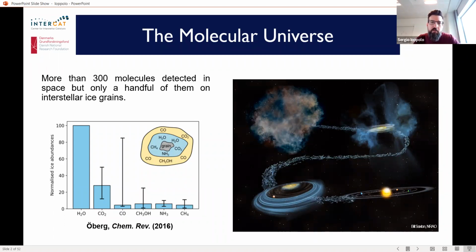Probably you all know that our universe is molecular in its nature, with more than 300 species unambiguously identified in the gas phase, and just a few of them identified in the solid phase. As you can see here on the left side, I hope you can see my cursor, you see the relative abundance of species in the solid phase that are molecules that were deposited from the gas phase onto dust grains in the denser regions of the interstellar medium. And the most abundant one is water that is actually formed on these grains. And then we have CO2, CO, methanol, ammonia, methane, and a few more that are not mentioned in this graph here.